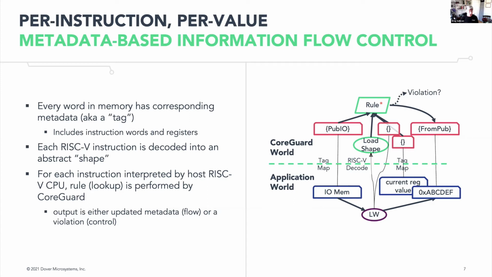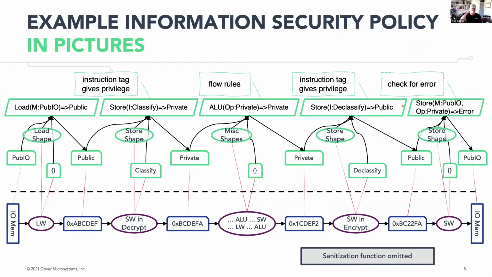Of course, this is all optimized into a rule cache. There's no actual sequential processing going on. And the rule says: is this particular combination of shape and metadata allowed? If so, is there an update to the metadata in the output fields, or is it a violation, in which case an interrupt is sent to the hosted CPU?